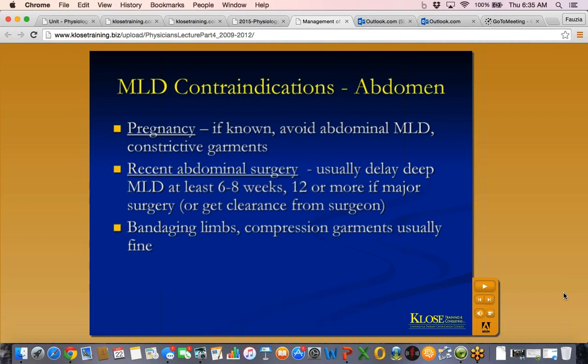Usually for pregnancy, we're going to not give them constrictive garments either. Pretty common sense, patients are not going to be comfortable. We want to avoid the abdominal MLD. If they have recent abdominal surgery, usually we want to delay the deep MLD for 6 to 8 weeks, or maybe more if they've had major surgery, but you want to get clearance from their surgeon. But usually with these patients, the bandaging and the compression garments are okay.